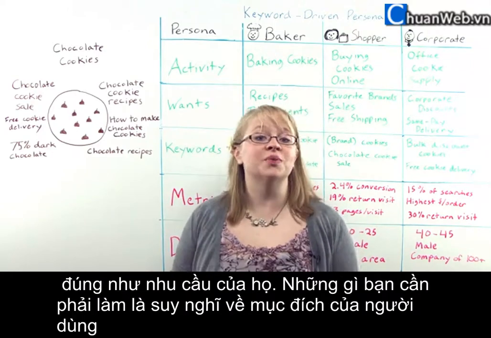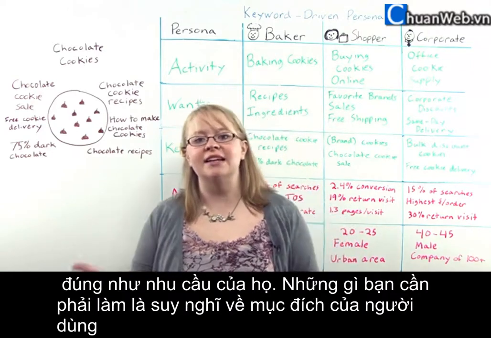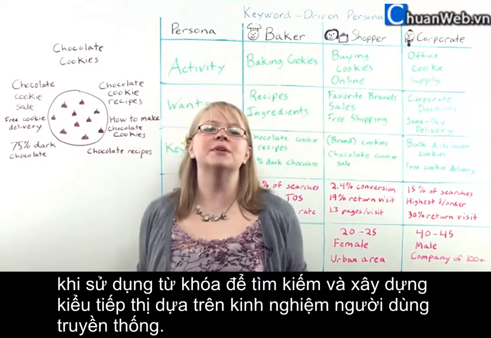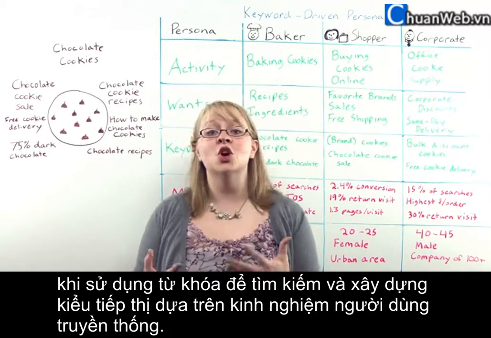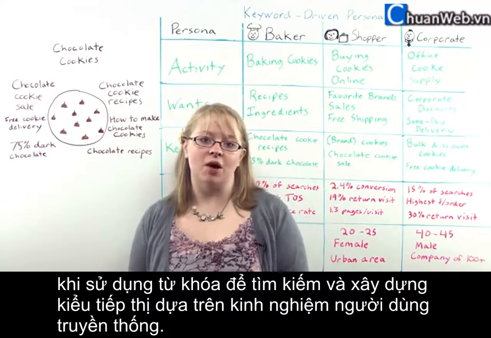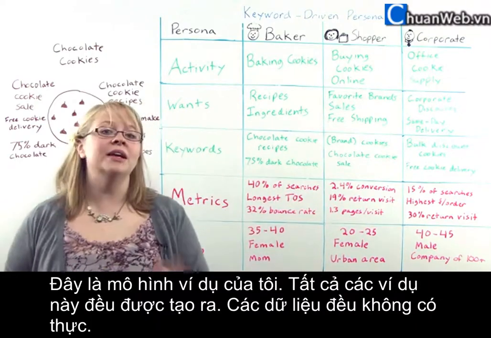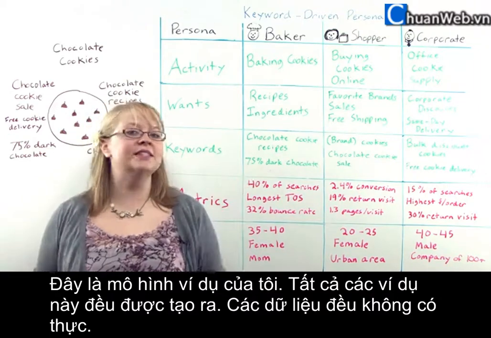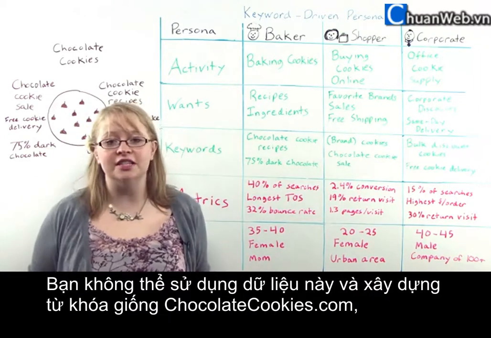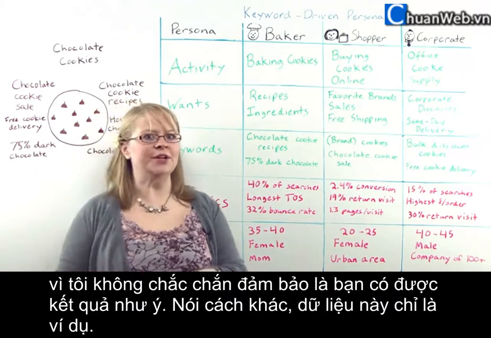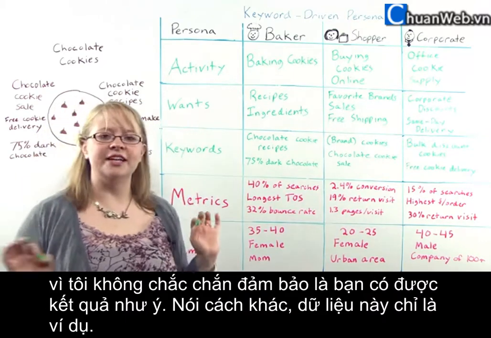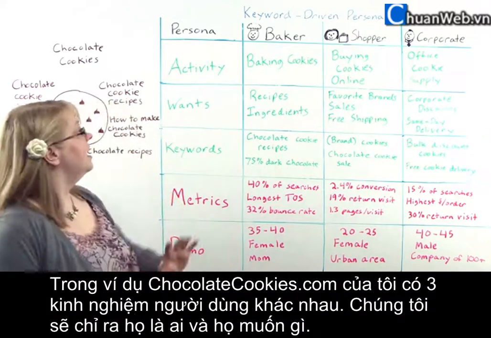What you can start doing is really thinking about the search intent of each one of these keywords and building that into a traditional persona-based marketing model. So this is my example model. All of these examples are made up. The data is not real. You cannot take this data and just go build chocolatecookies.com. I mean, you could, but results are not guaranteed. To reiterate, this data is made up.